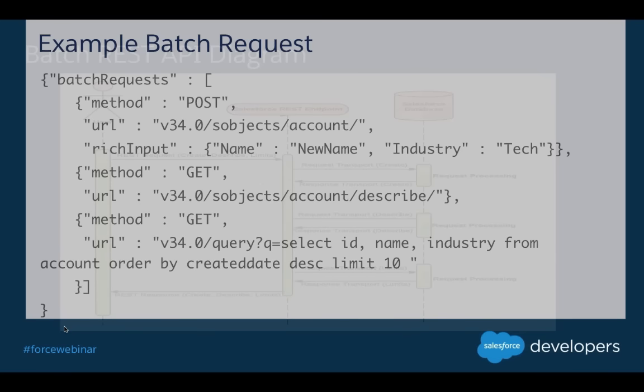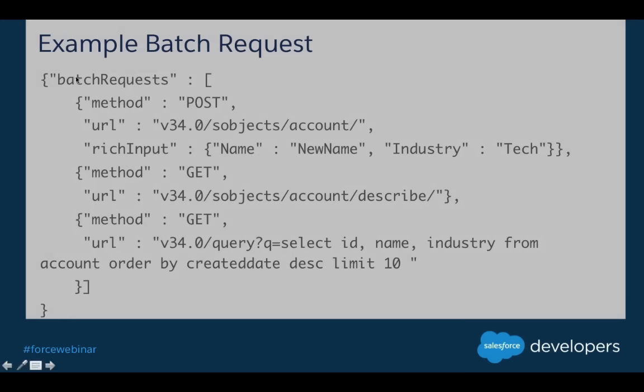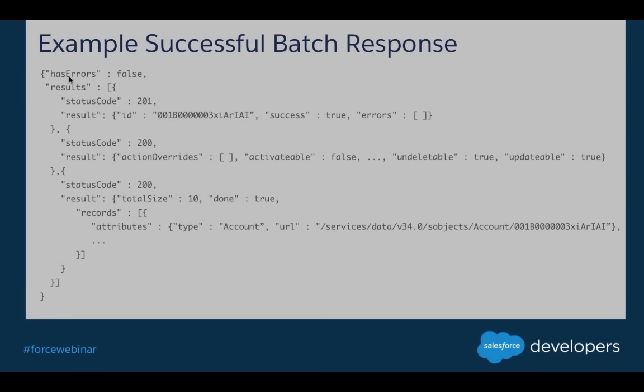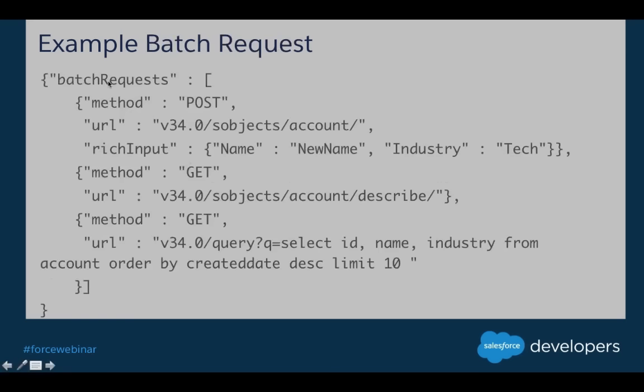So I'm going to go through each of these on the actual live demo, but what you'll see here is on the batch request, you'll submit a request that has the top level JSON object of batch request. Inside that object, there are sub-objects, each of which will define the method, post, put, get, delete, head, the URL that you want to execute that method against, and then an optional rich input.